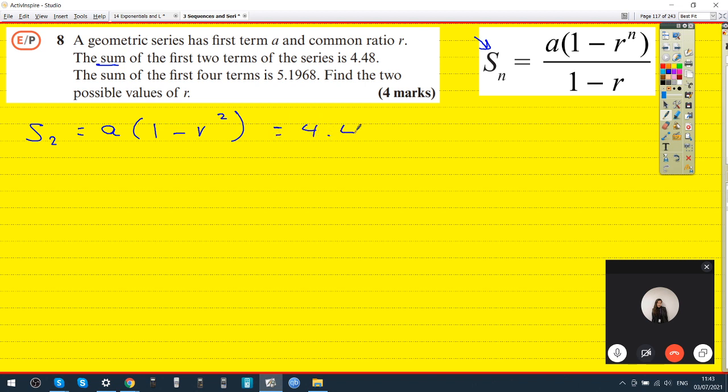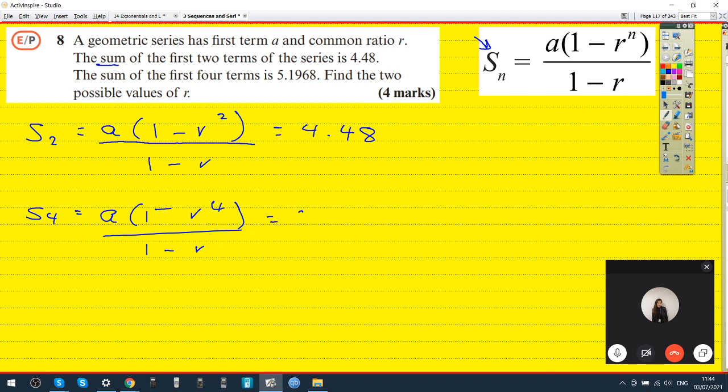What's the denominator? S4 equals, hold on, A. What's the denominator? On the bottom, 1 minus r. Okay. S4 equals A brackets 1 minus r squared. Not squared, r to the power of 4. Over 1 minus r, which equals 5.1968.